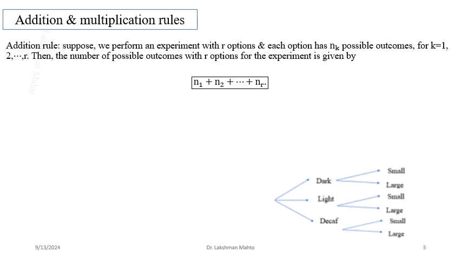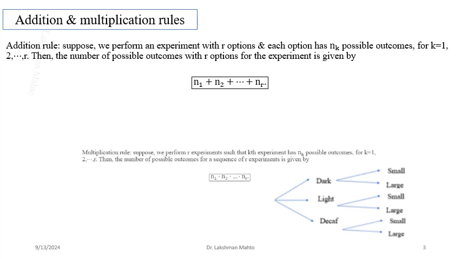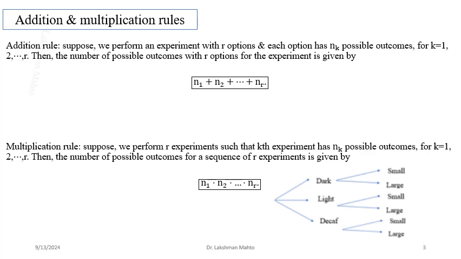The number of possible outcomes in order to perform that experiment in R options is n1 plus n2 plus n3, and so on. Simple addition rule. Like one simple example, which I have taken here.